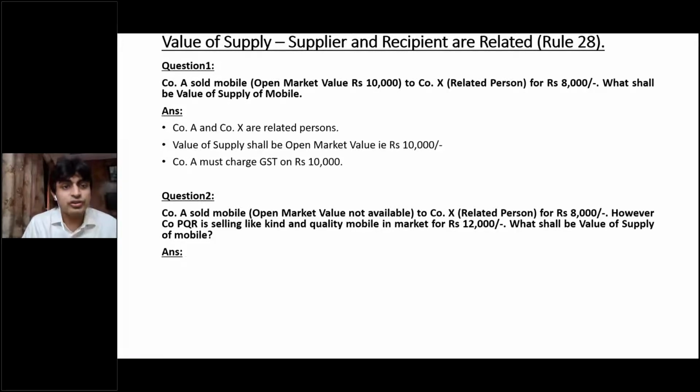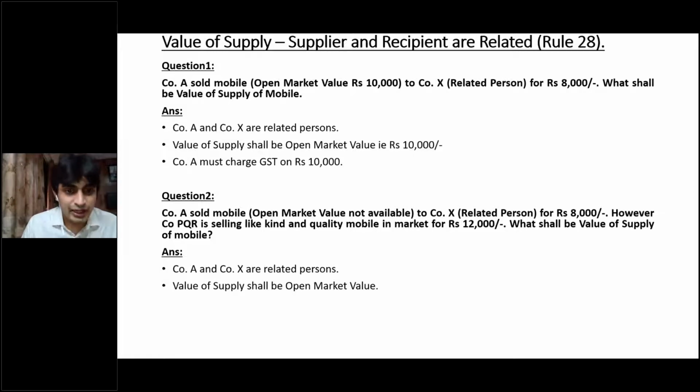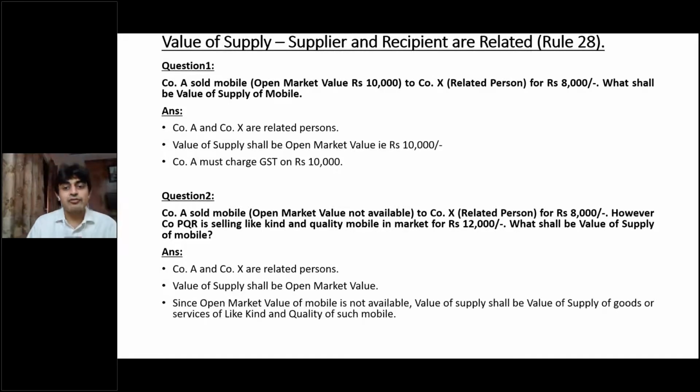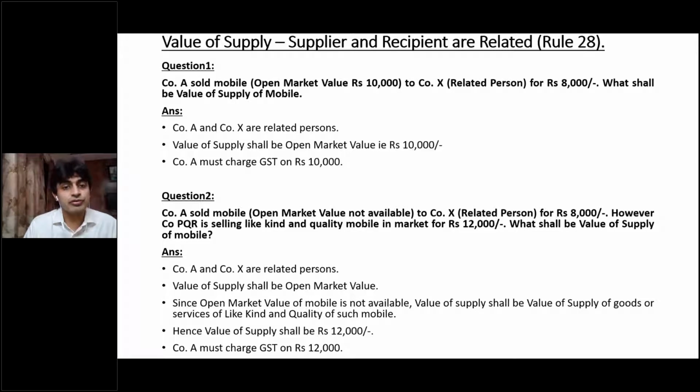Answer is, first of all, can I use section 15? No, because company A and X are related. Since they are related, what will I have to go through? Rule 28. What does it say? Value of supply shall be what? Open market value. Is open market value available? No. So if open market value is not available, value of supply shall be what? Value of like kind and quality. Is like kind and quality available? Answer is yes. Hence value of supply shall be what? 12,000. The company will have to charge GST on 12,000.